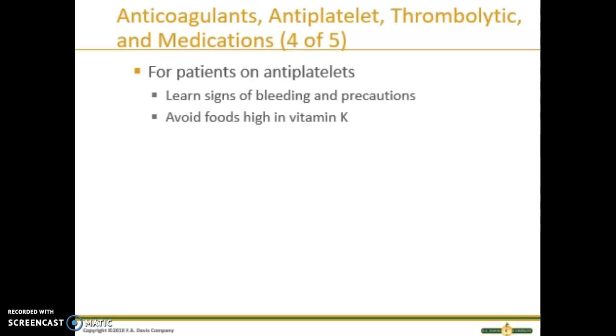Again, we just talked about patient education, but it's important for patients to get the proper patient teachings on this: learn signs of bleeding and precautions, and avoid foods high in vitamin K, such as cabbage, cauliflower, spinach, and other leafy green vegetables, also cereals and soybeans.